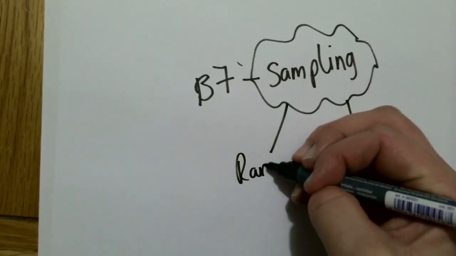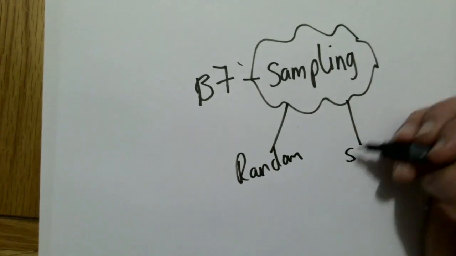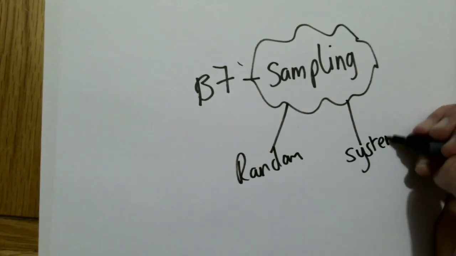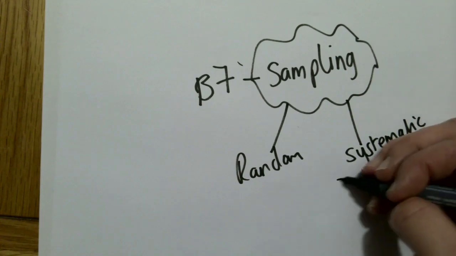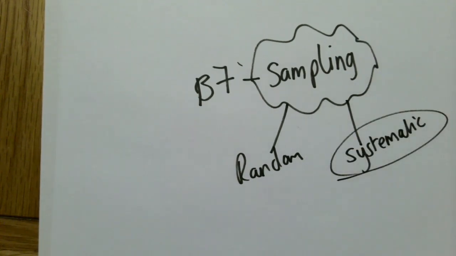I'm going to talk about random, and then I'm going to talk about the opposite of random, which is systematic, where you've got a method on what you're doing. It's specific, it's systematic, and we've got random.